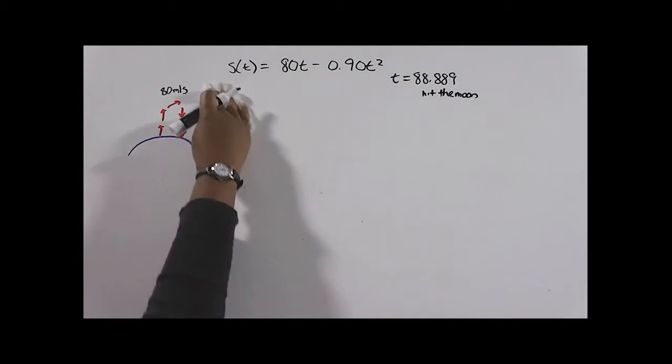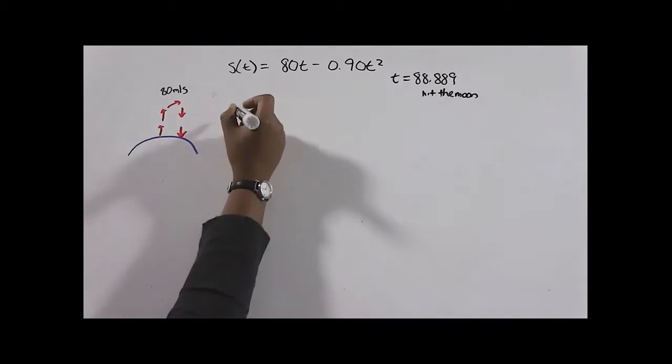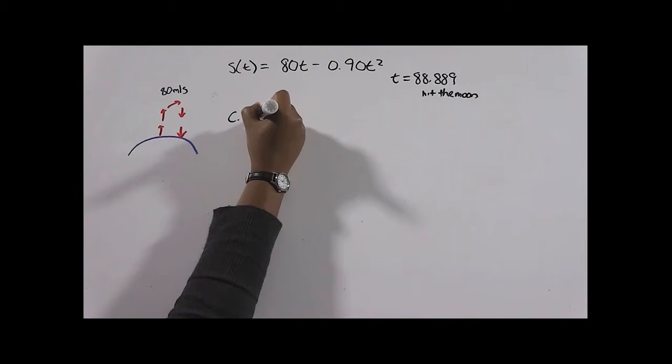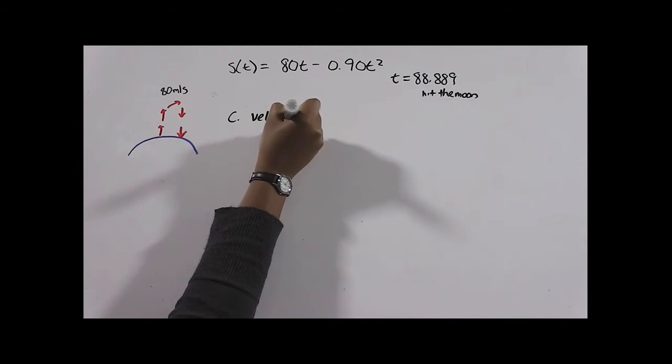So part C asks, what is the velocity of the arrow when it hits the moon?